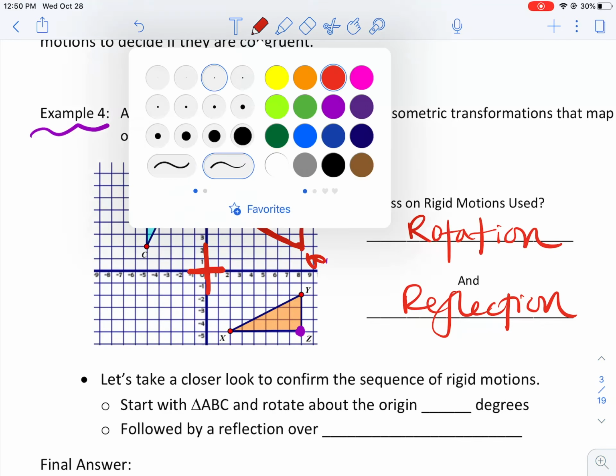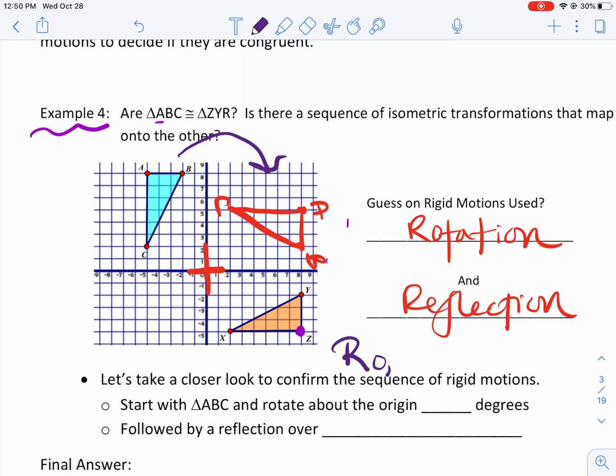Now we went which way? So this is the part that can be tricky. So we did a rotation about the origin, and we went to the right. So the right is going to be -90. So -90 degrees. Okay, so we're rotating about the origin, -90 degrees.